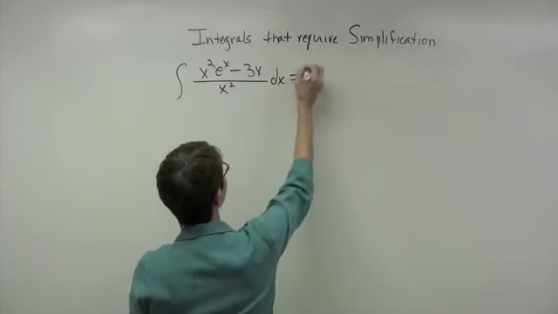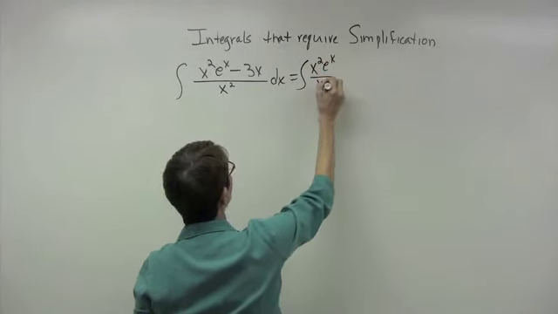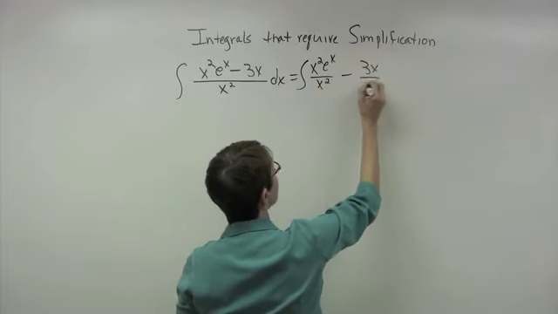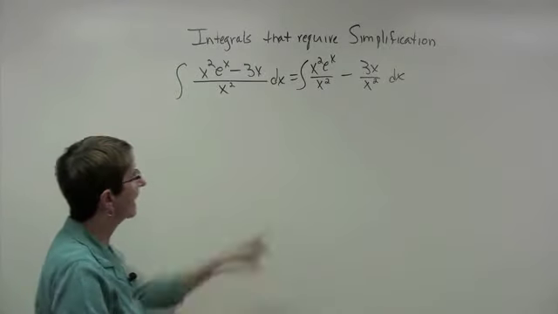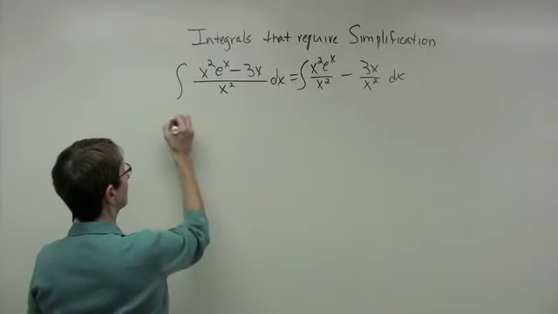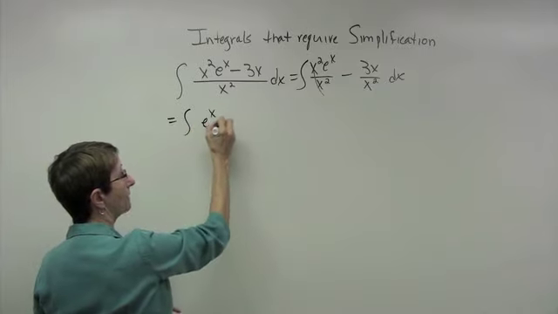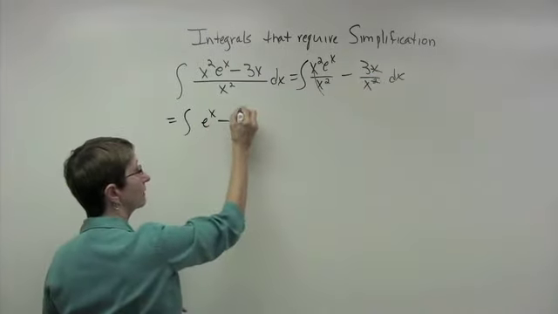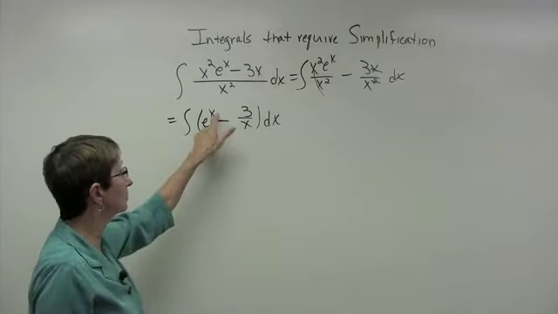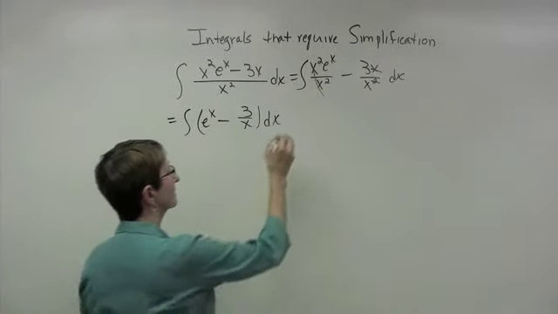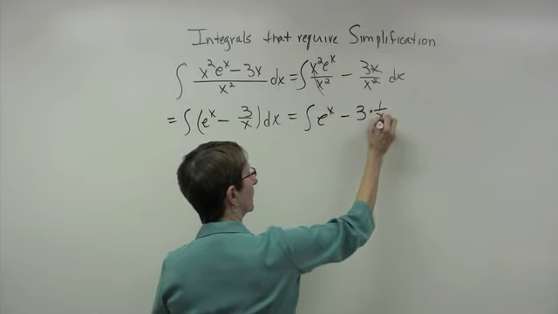So I can write this as the integral of x squared e to the x over x squared minus 3x over x squared dx. And I have two separate fractions. And I can simplify the fractions further. Integral of e to the x minus 3 over x. And both of these are in terms of an x. I can rewrite it a little bit more to make it easier to look at. Maybe this would be 3 times 1 over x.